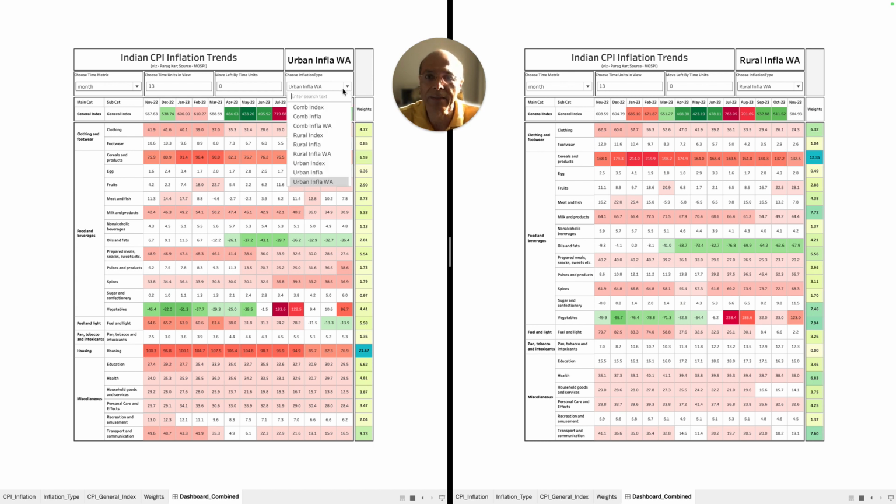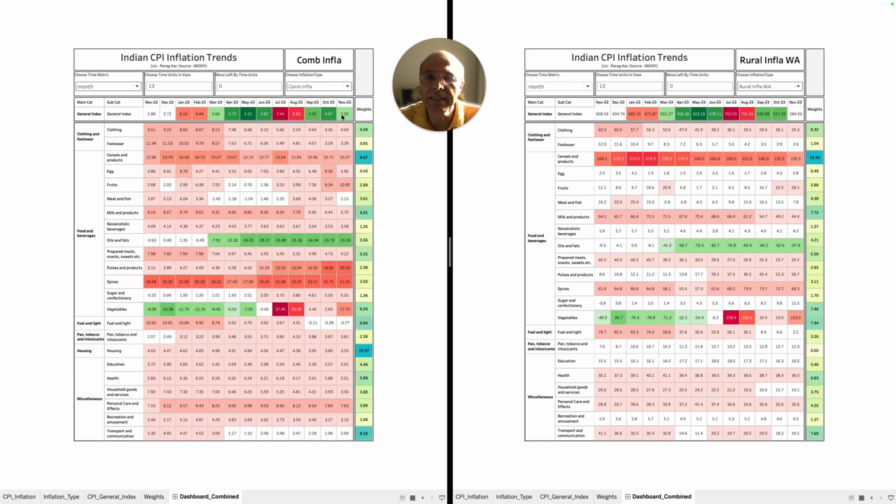Like for example, if I choose combined inflation, what are the inflation numbers? You see that the combined inflation announced yesterday was 5.55, and here are the inflation numbers of individual items. You can see this, like for example, fruits is 10.95%, pulses is 20.23%, spices is 25.55%, etc.